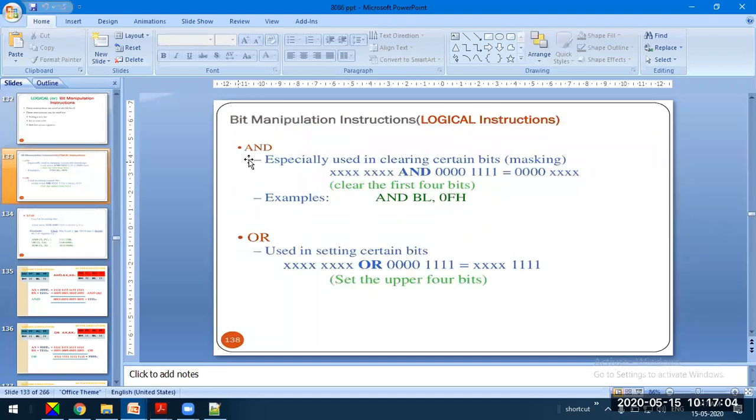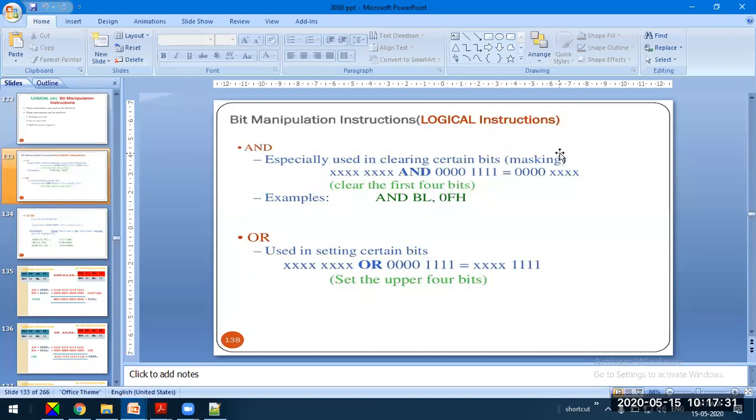Various logical instructions are available. First is the AND instruction. We can perform either an 8-bit AND operation or a 16-bit AND operation. The result is stored back to the destination. For example, one of the data is in BL, and the other data can be in another register or data directly. In this case, data is made part of the instruction, that is 0FH, which is 00001111.